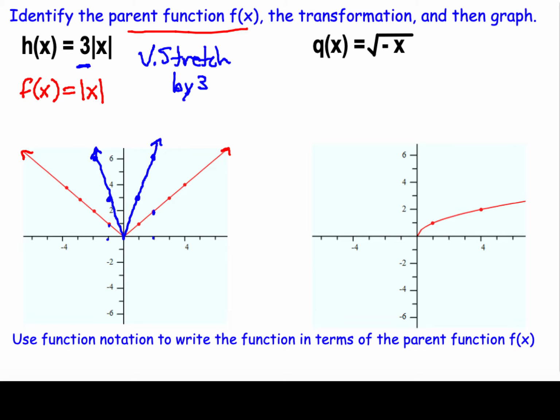When we talk about writing it in function notation, the idea was, again, h of x, our original function, was equal to f of x, our absolute value, but times 3 outside the function. So that's how I would write that in function notation.